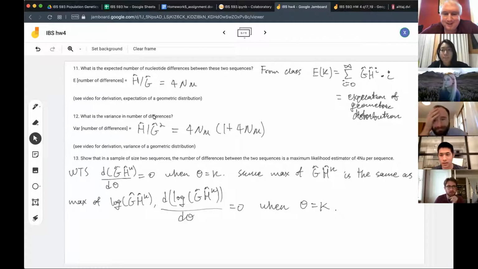The variance is just the variance of a geometric distribution. And that's just h hat over g hat squared. But if someone else actually did the problem, maybe that would be more insightful than just showing what this is. Hey, did anybody derive these? I should have actually asked. That would have been the smarter thing to do. Did anyone actually derive the expectation of a geometric or the variance of a geometric?